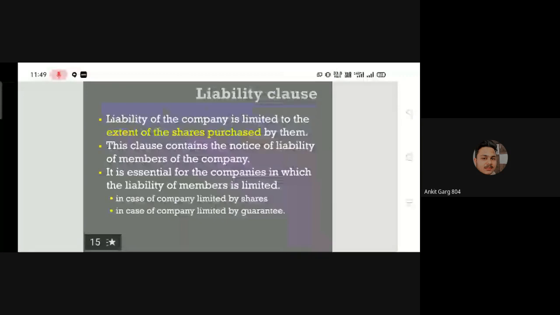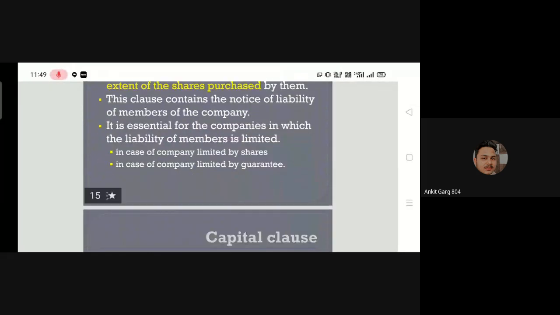This clause contains the notice of liability of members of the company. It is essential for the companies in which the liability of members is limited, in case of a company limited by shares, or a company limited by guarantee.